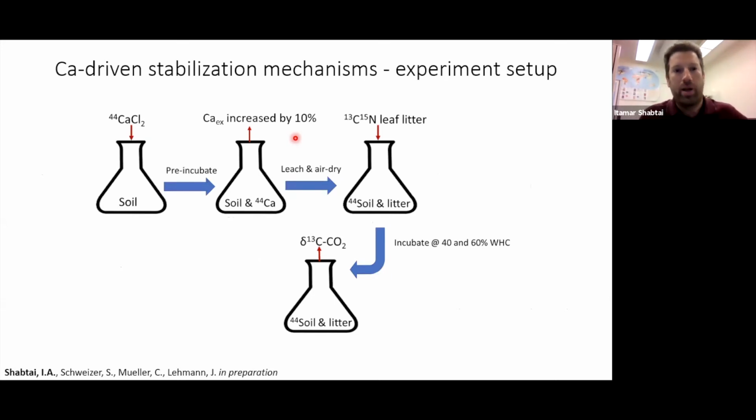Quick sip of water. And so the experimental setup was the following.